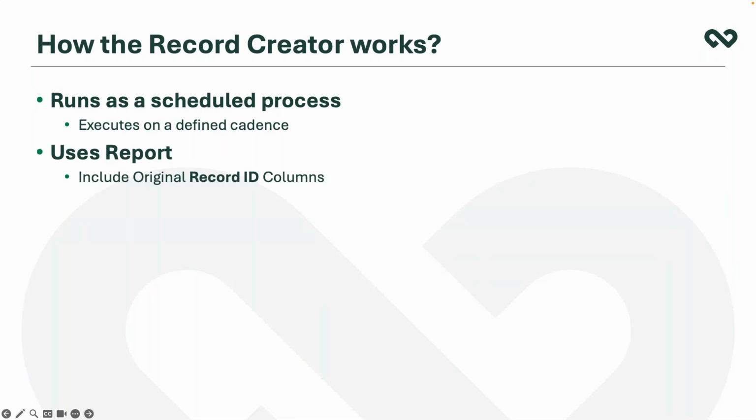The report must contain the original record ID column. For example, if you wanted to set up a record creator to use a report looking at person records and create activity records such as tasks, then the original record ID column will be the person record ID column. In order to use a report to configure the record creator, we must set the category as record creator on the report so that it is available to us in the record creator plugin UI.